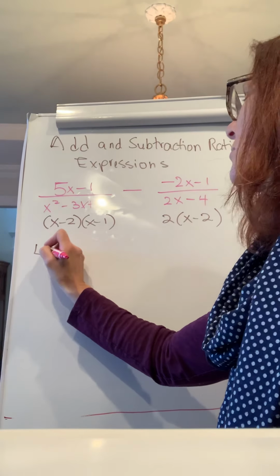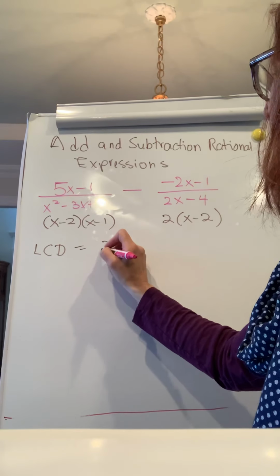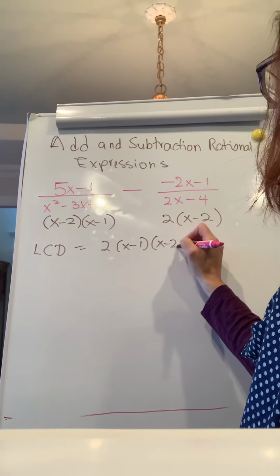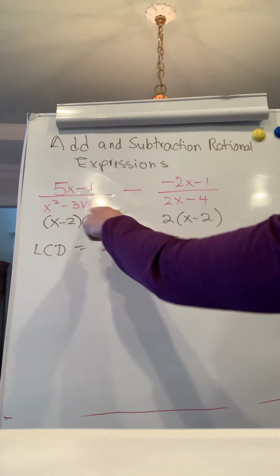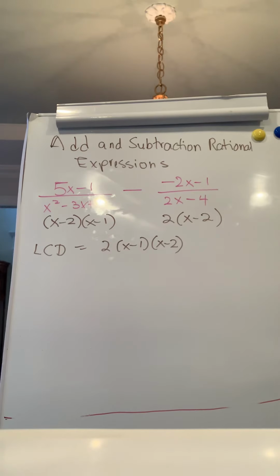So my least common denominator has to have every factor that I see here. So it needs a 2, it needs an x minus 1, it needs an x minus 2. And the highest power, each of these only have power of 1. So that would be my least common denominator.